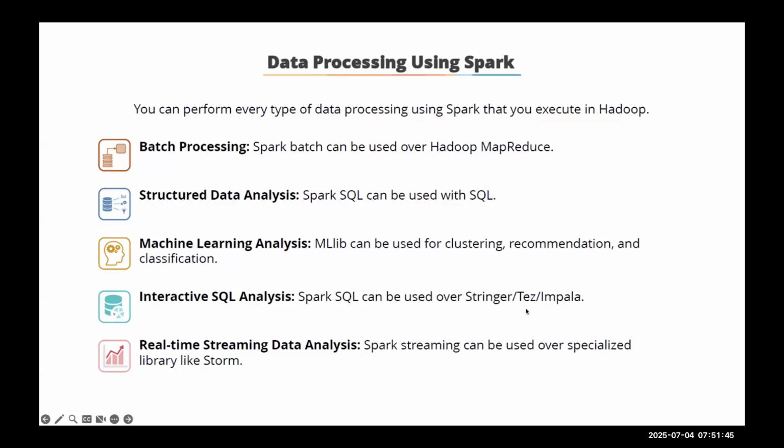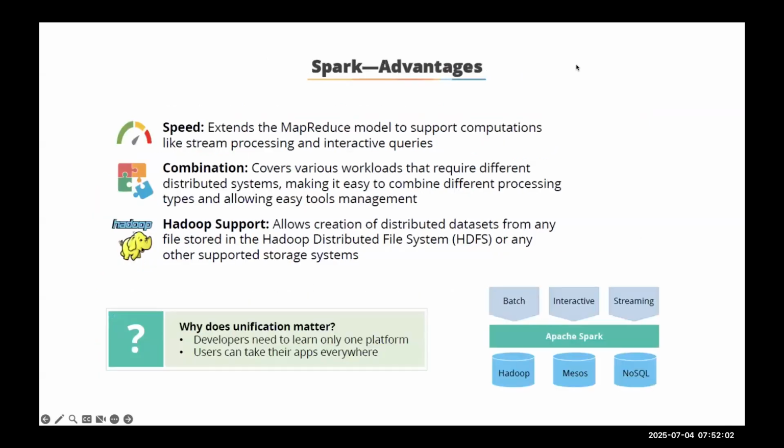Spark SQL, I told you, right? Hive and Impala, these we are not reading. These are actually used on Hadoop. But interactive SQL analysis we can do using Spark SQL on Spark. Real-time streaming data analysis, I told you about this. Speed, I told you, combination.